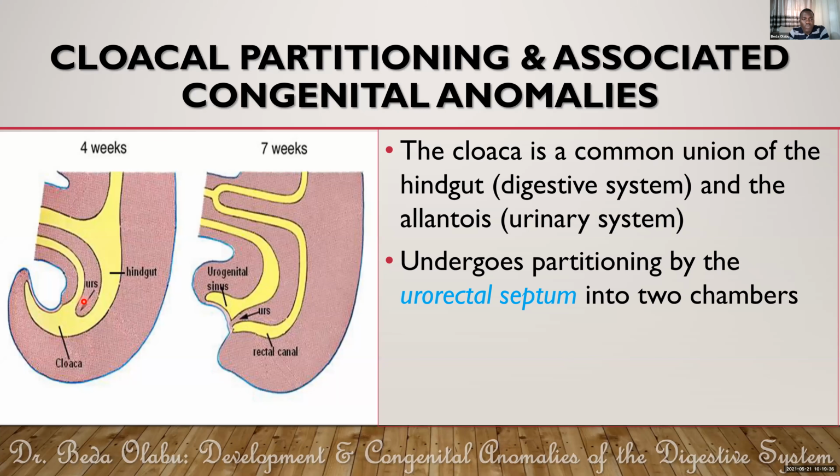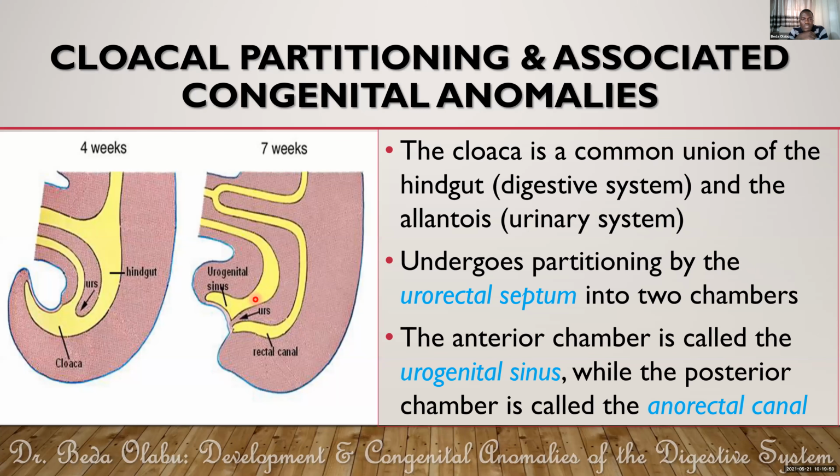So the urorectal septum forms in a coronal plane. It grows downwards to split the cloaca into 2. The anterior part of the cloaca becomes what you call the urogenital sinus, and the posterior part of the cloaca becomes what you call the anorectal canal.